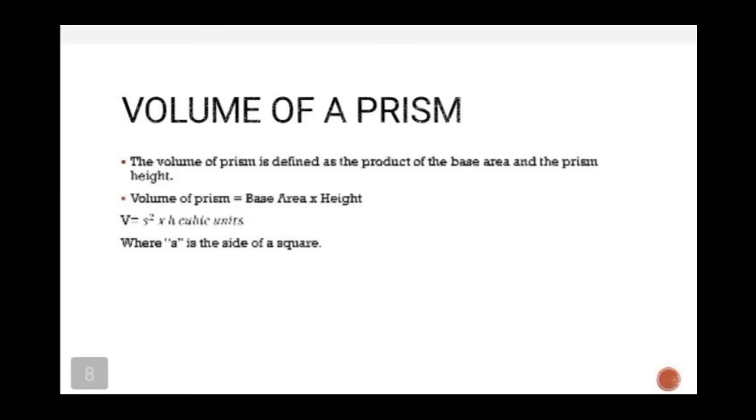Let's proceed to the volume of a prism. The volume of a prism is defined as the product of the base area and the height. For example, if you want to find the volume of a square prism, you must know the area of a square. Then its volume can be calculated as follows: the volume of a prism equals base area times the height, where S is the side of the square.